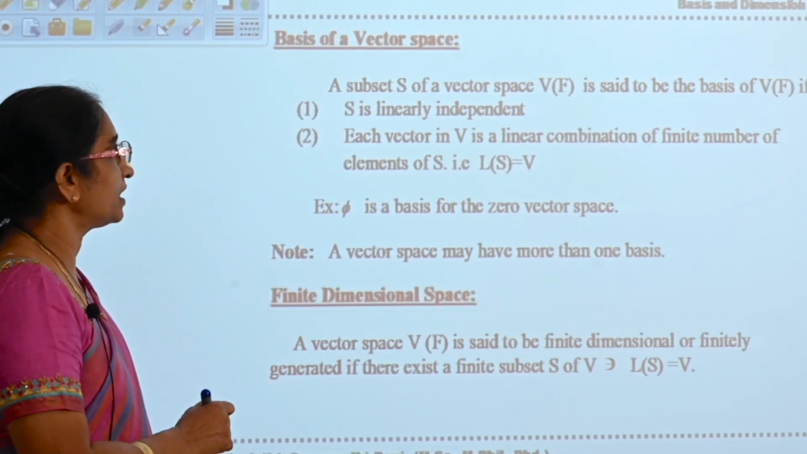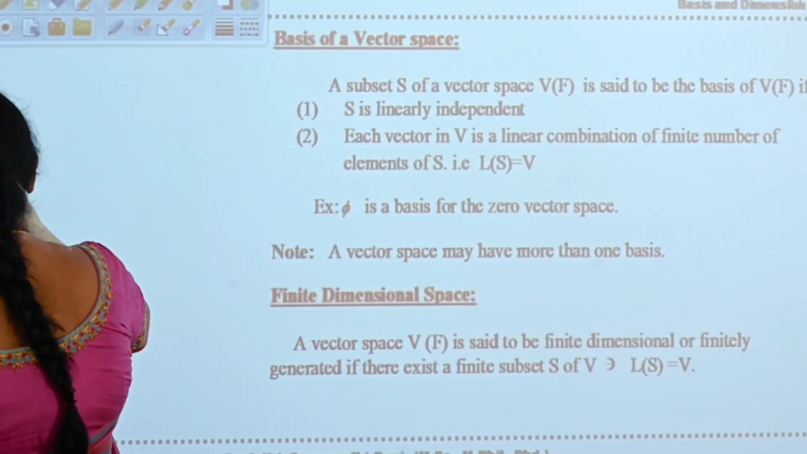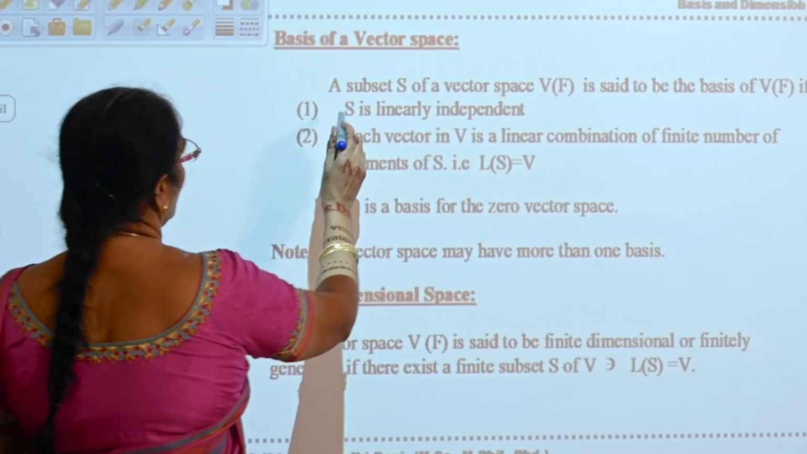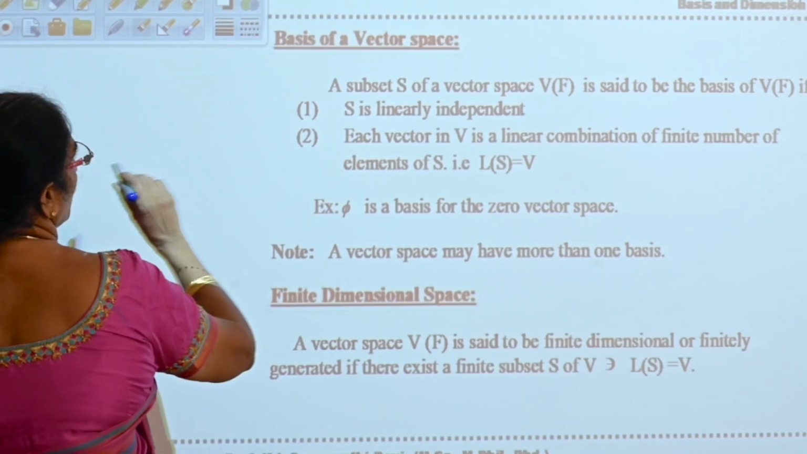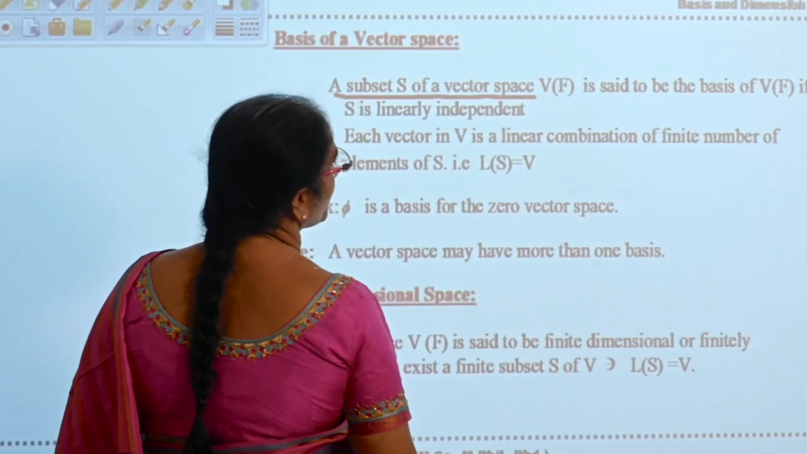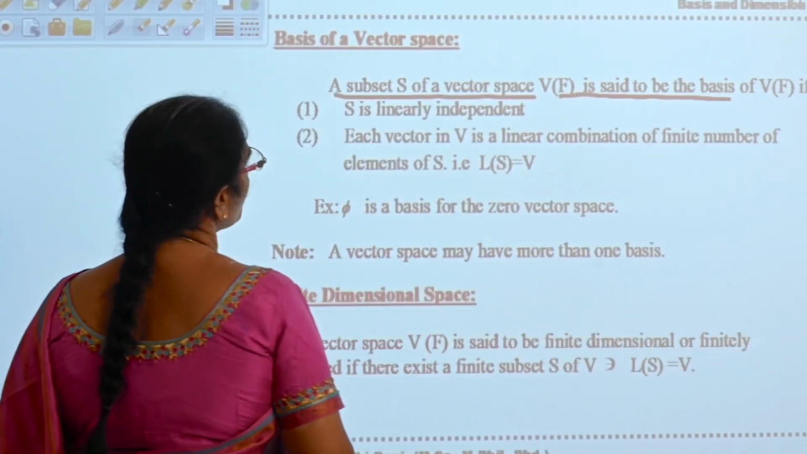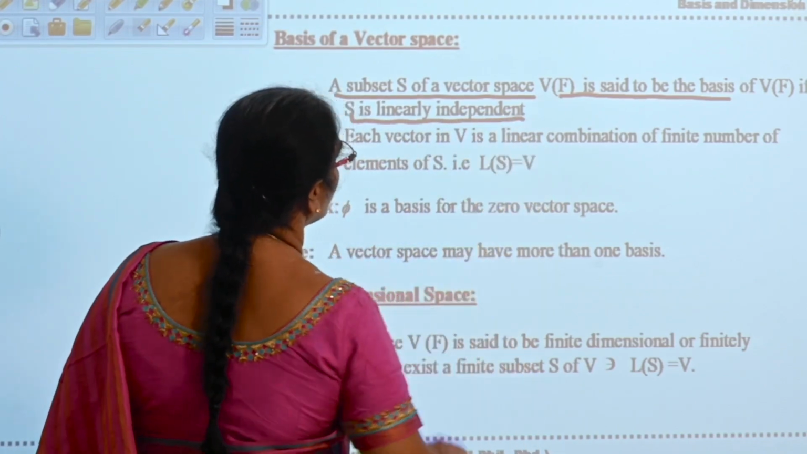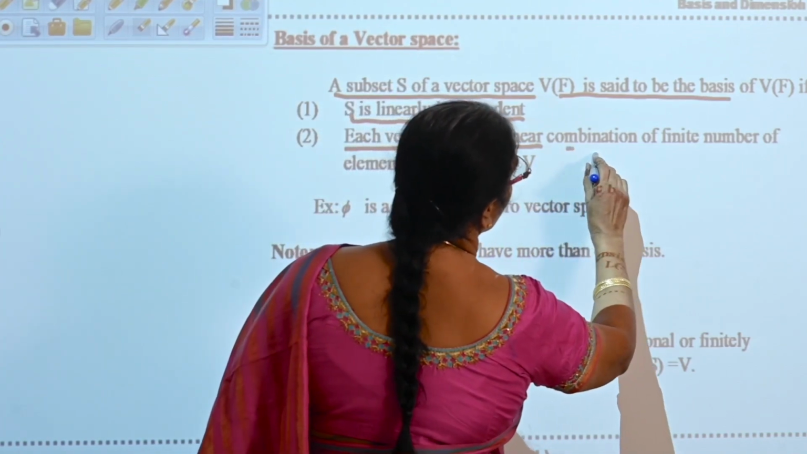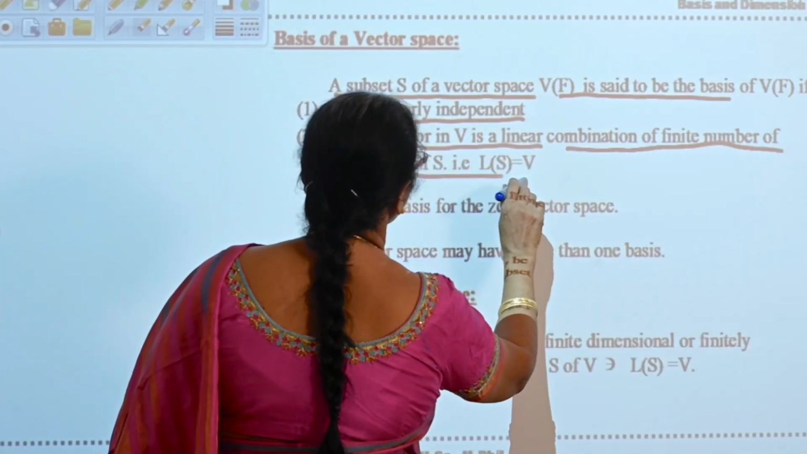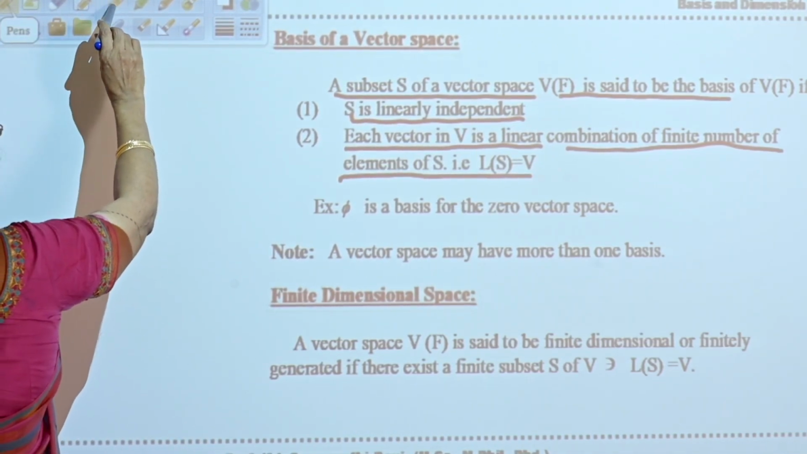For example, see here, a subset S of a vector space V of F is said to be basis of V of F if S is linearly independent and each vector in V is a linear combination of finite number of elements of S, that is L of S is equal to V.